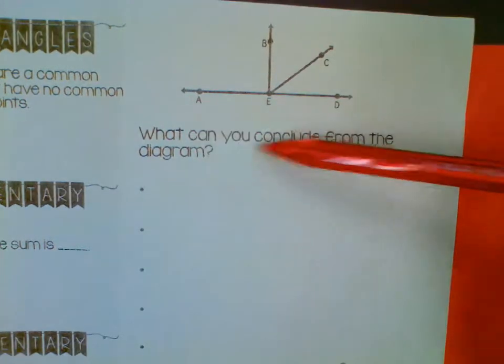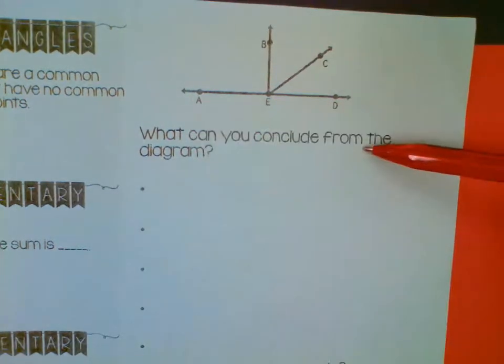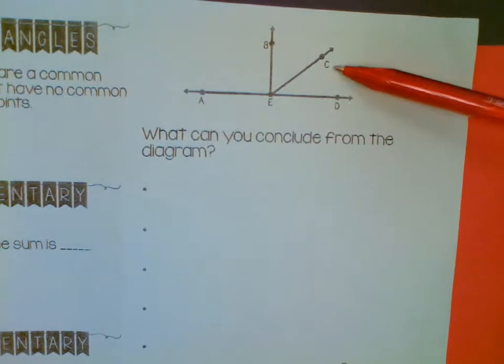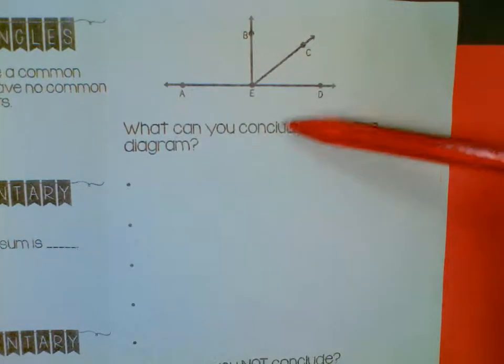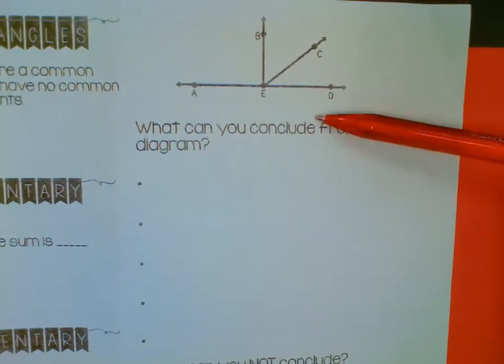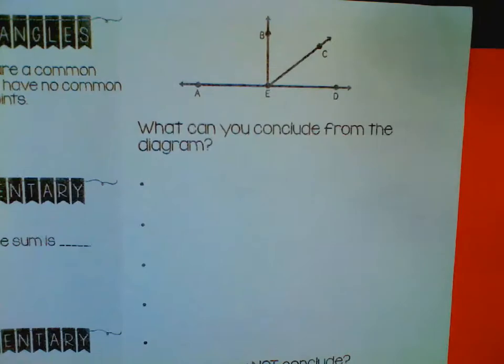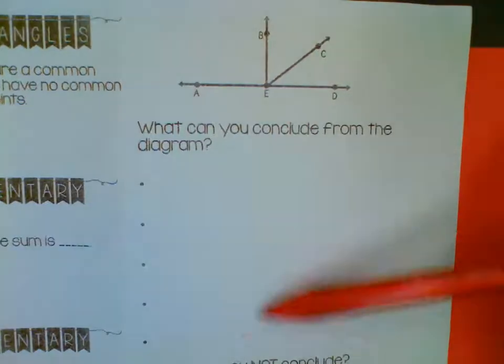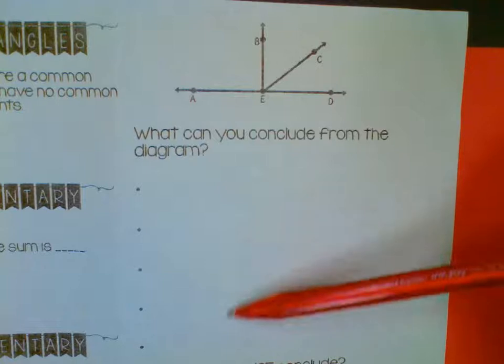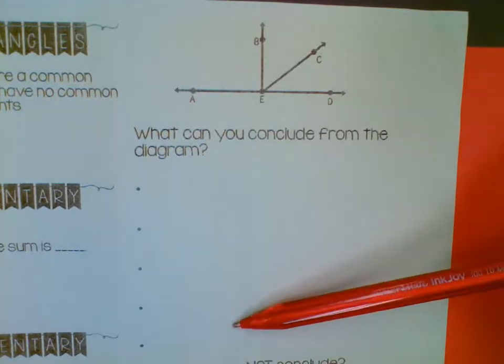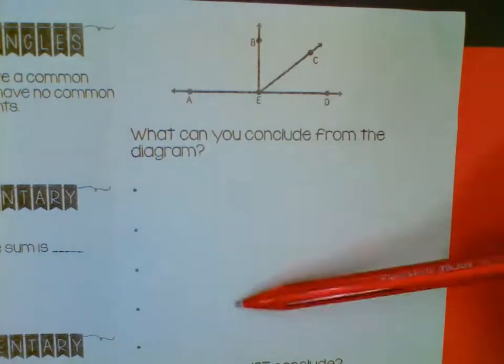So it says, what can you conclude from the diagram? So this is about making assumptions about the pictures. So unless they told you something specifically, it's not true, or you don't know that it's true. So don't make assumptions. Okay? So some of these you might not be able to get. I'd say you could probably get at least 3 of them, if not more, out of those 5.